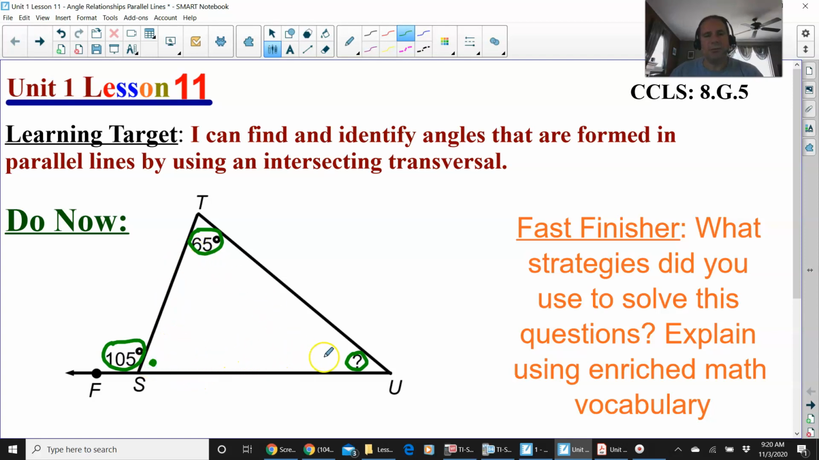You know all three interior angles of a triangle, when you add them up, they equal 180 degrees. But you really need two of those angles to find the third missing one. So go ahead and try this problem. We'll come back and review it. You can press pause now.